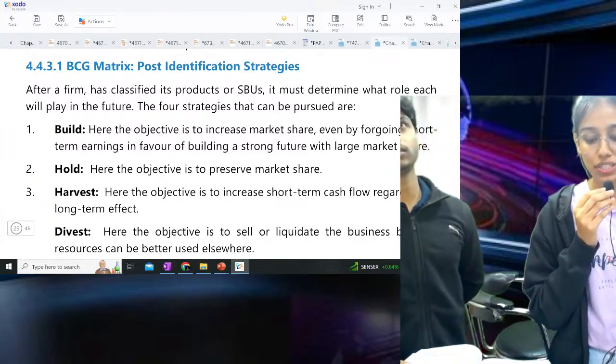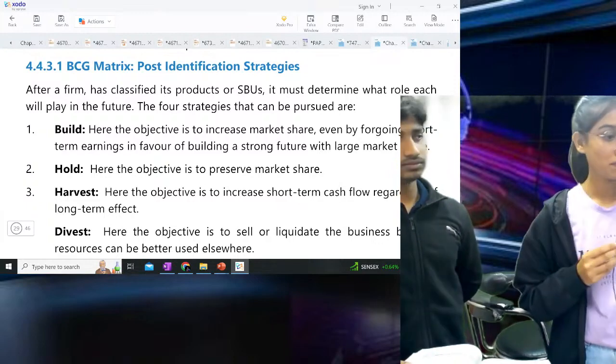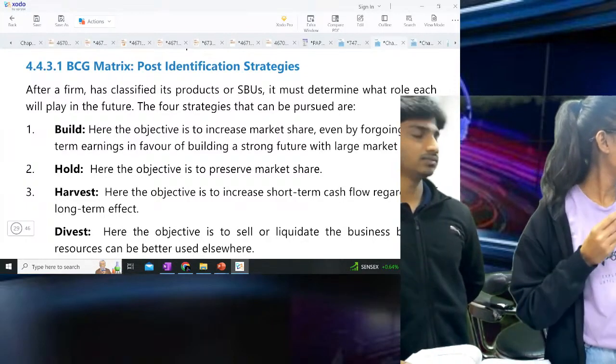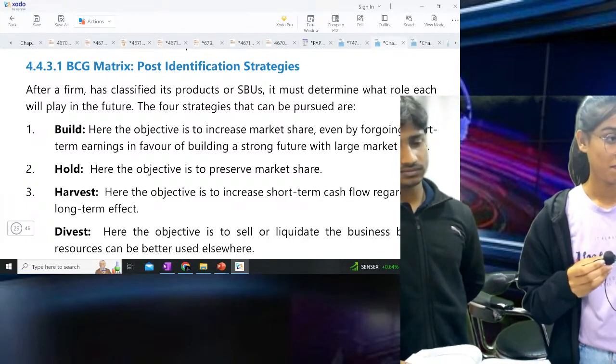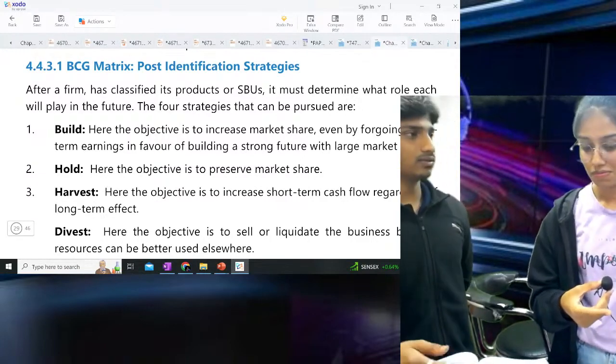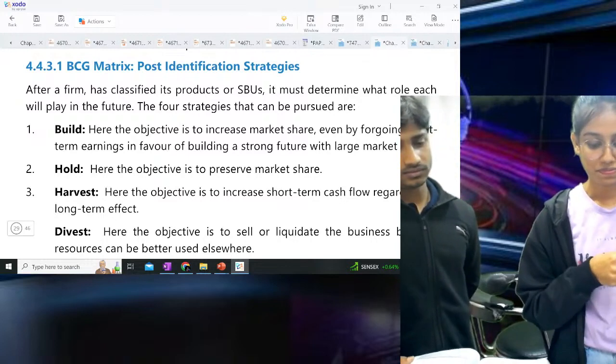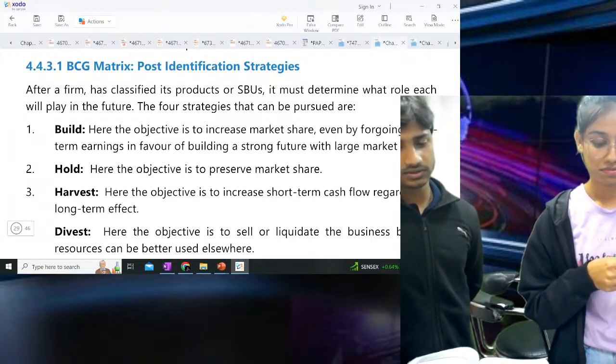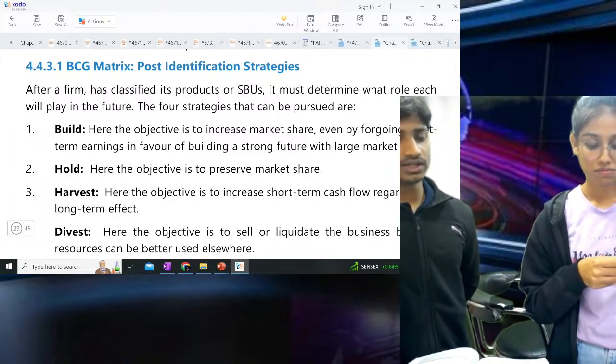Hold: here the objective is to preserve market share. For whom? Star. We will tell them, just stay in the game. You are too good, don't miss out. Write that, star, in capital, right? Again, I will not make you read.